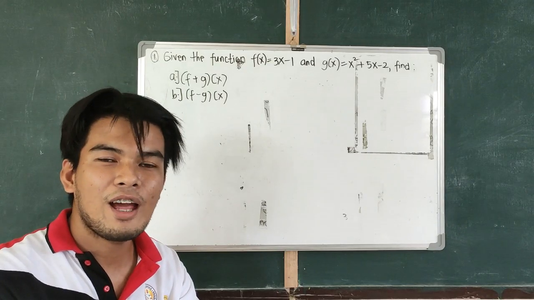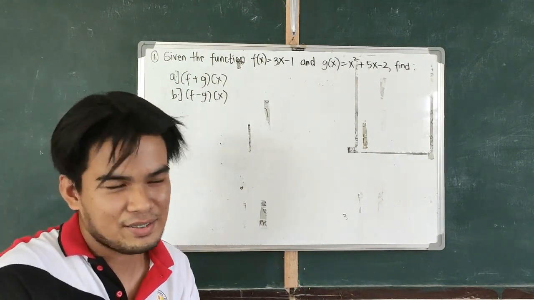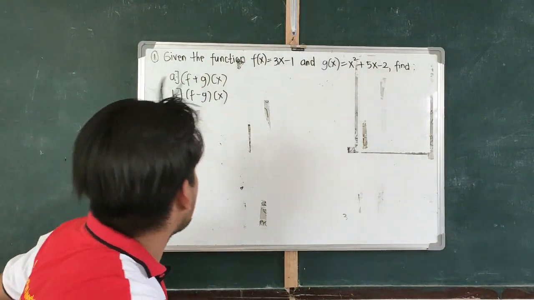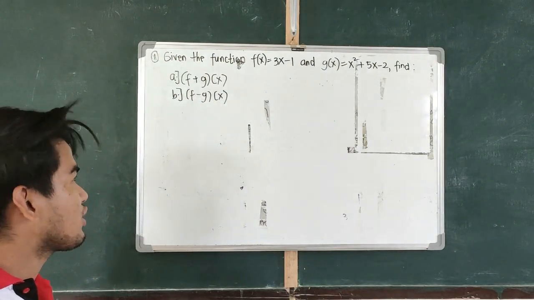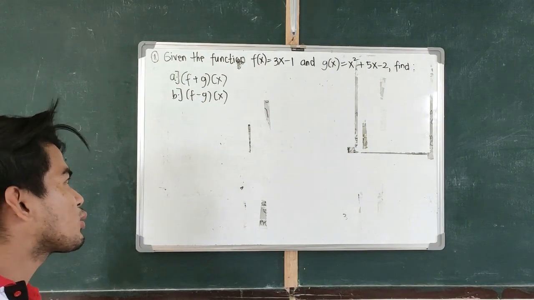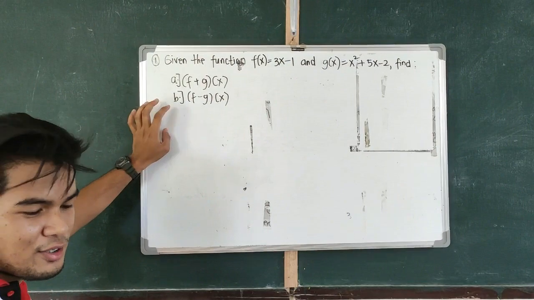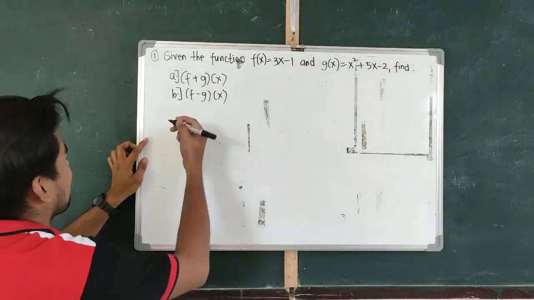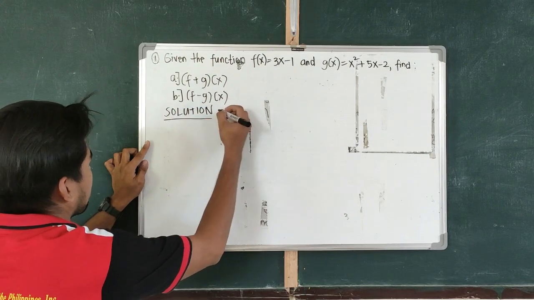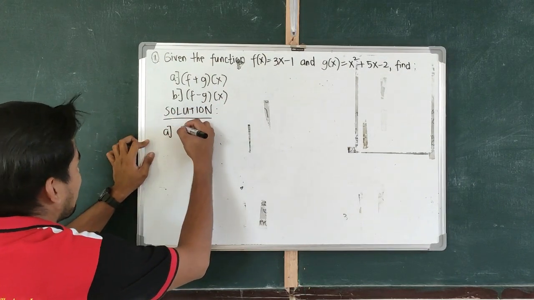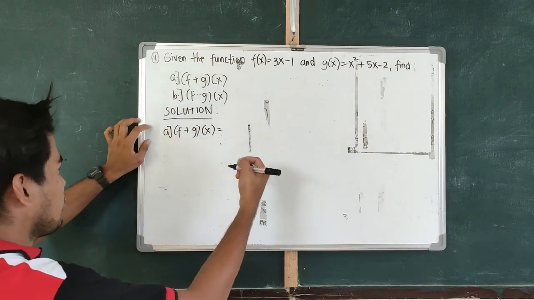So how do we add and how do we subtract functions? Okay, so here it is. Given the function f of x is equal to 3x minus 1 and g of x which is equal to x squared plus 5x minus 2, we have to find their sum and their difference. So how do we do that? First one, we have f plus g of x. What is the formula for this?